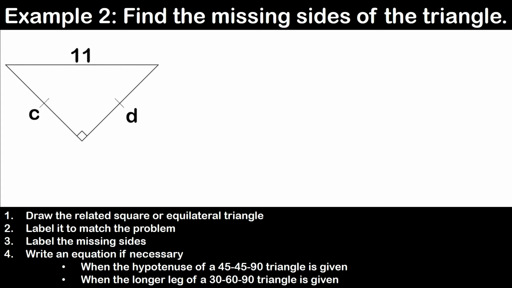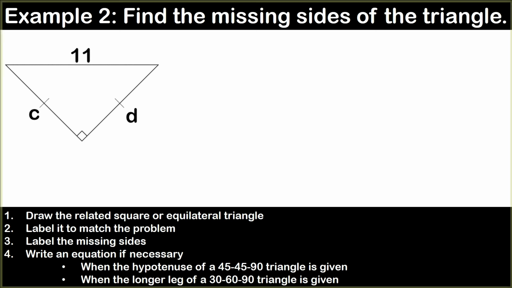Example 2, find the missing side of the triangle. Again, we can see that this is a 45, 45, 90 right triangle because there are two congruent legs. It is isosceles. So there's going to be two congruent angles. So this is related to a square.